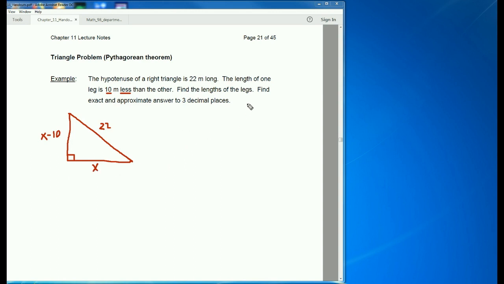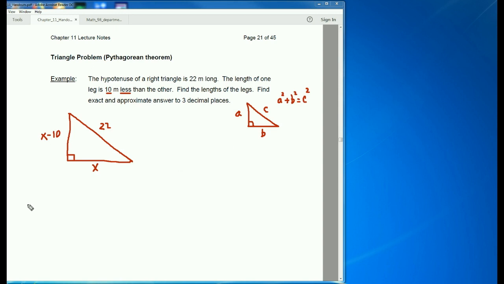Now we just need to apply the Pythagorean theorem. Just a quick reminder on that, and again, this is only for right triangles. The two legs are typically called A and B, and the hypotenuse is C. The Pythagorean theorem says that A squared plus B squared equals C squared. That's exactly what we're going to use to write our equation.